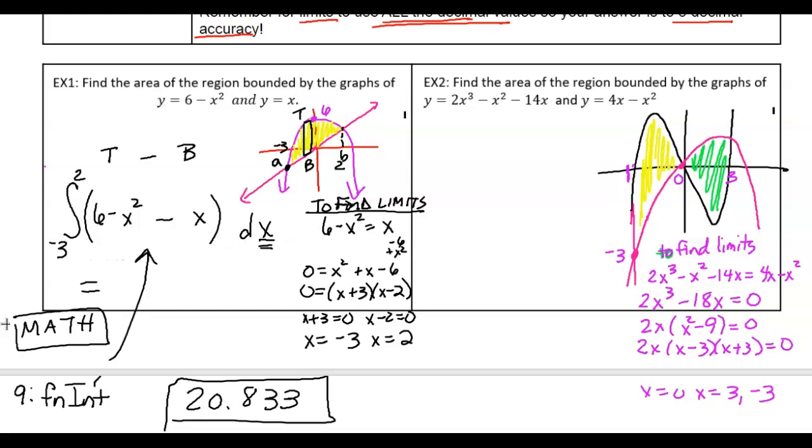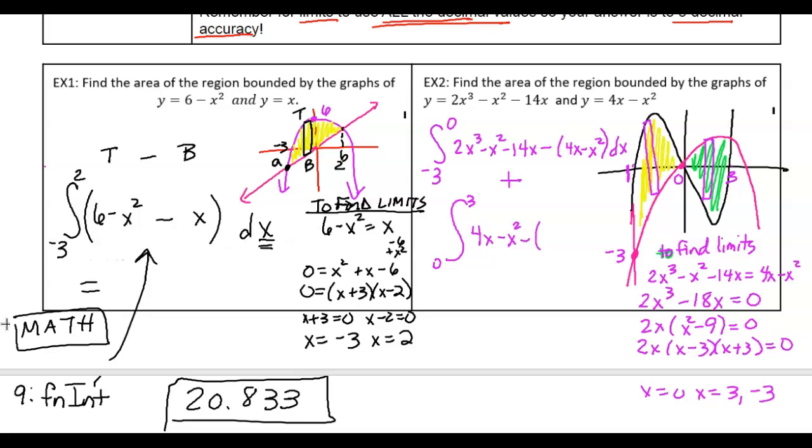So I'm going to set up from -3 to 0. If I draw in one rectangle, like I said, it's the black one, which is the cubic, minus the pink one, which is this, dx. And then we're going to add to that from 0 to 3 and reverse it. So if I draw a rectangle, the top is the pink minus the black, which is the cubic.